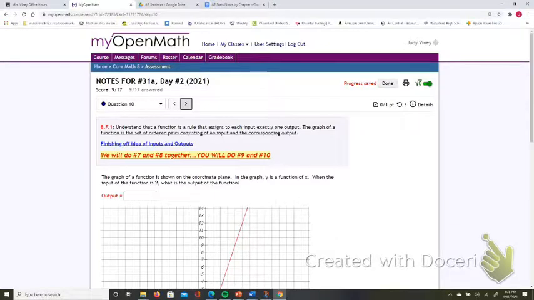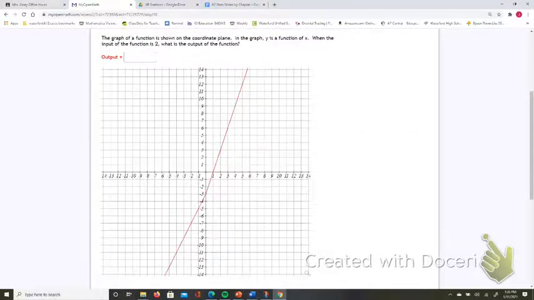Okay, number 10 is another one for you to do. Pause the video. The input is 2. Okay, so I'm assuming that you paused the video and you've done it, but you didn't submit. So remember that the input is the x, so we go to where x is 2, and remember that we want the y. And the y, remember, is the up and down.